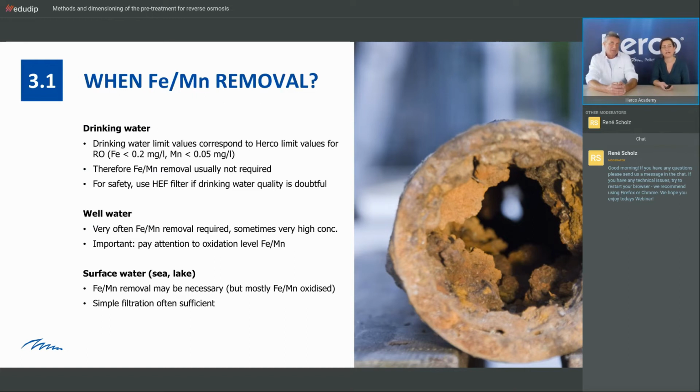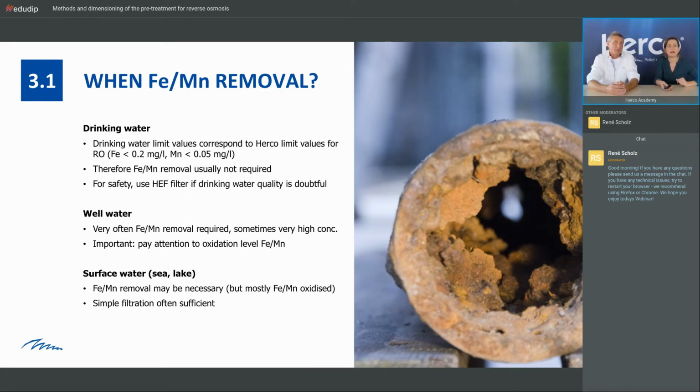As you've seen before, for drinking water, it's usually not a problem. The limit values in drinking water correspond to the limit values we give for the reverse osmosis. And when the water supplier has done iron and manganese removal, the values are usually a lot lower than that, so usually we don't need that. It could be an option to use an HEF filter if you think the quality is doubtful, but that's more a police filter.